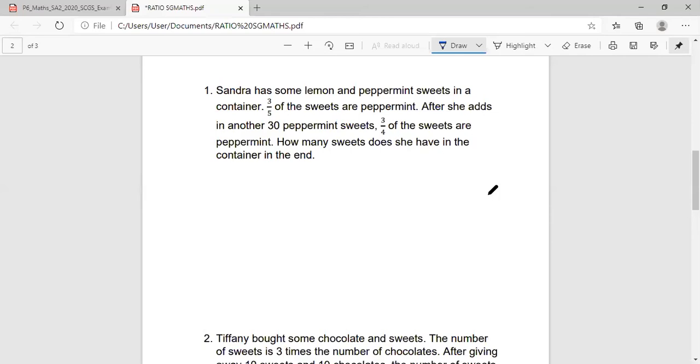So first, I want to convert the fraction into ratio. I have 2 flavors, lemon and peppermint. So from this ratio, I know that I have a total of 5 sweets, peppermint and lemon. And 3 of them are peppermint. So that means I have 2 lemon flavor in the beginning. After that, I add in 30 peppermint.